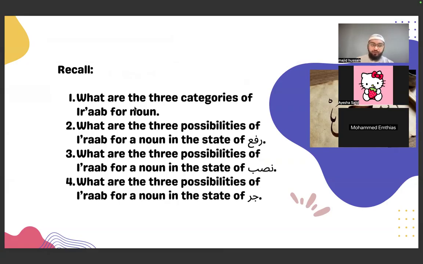I am not able to hear you, brother Muhammad. Saisha, can you help? I can, but okay, so three again. I'm very confused. I know the fatha, dama, kasra, I know the ism, fil, harf, but there's a name to it. There's a name. Three categories for i'rab for the noun?